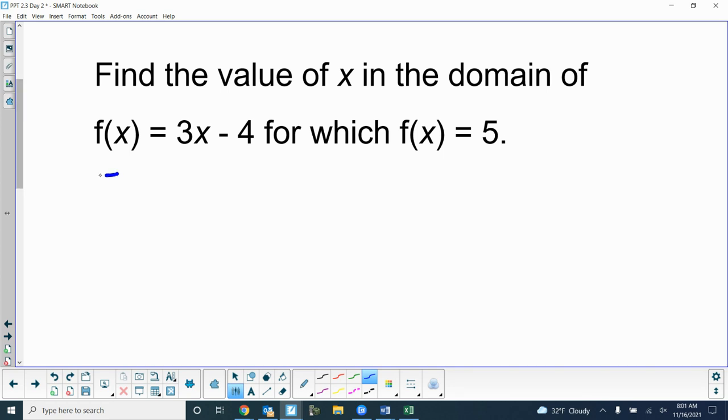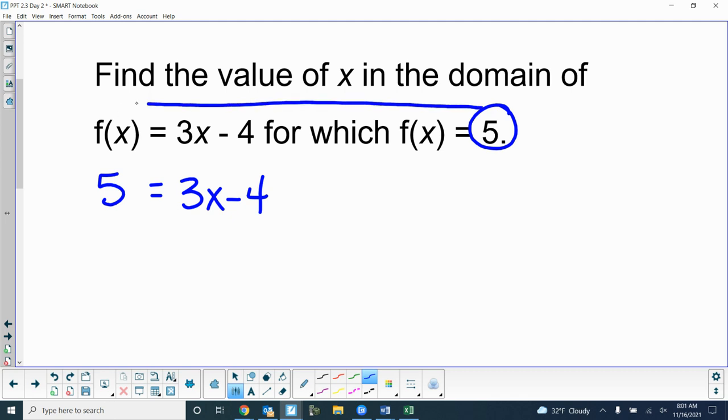What kids will do, so pay close attention here. You're putting 5 in place of the f of x. All right? When you guys get in a hurry, you'll put it in for x and tell me the answer is 11. The answer is not 11. Okay? You're not putting the 5 in for the x.